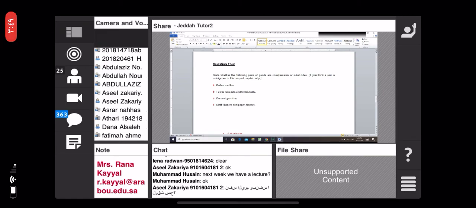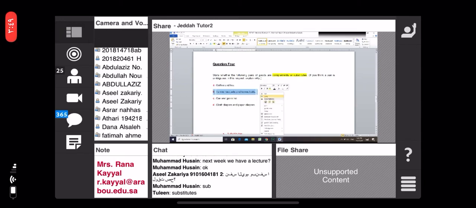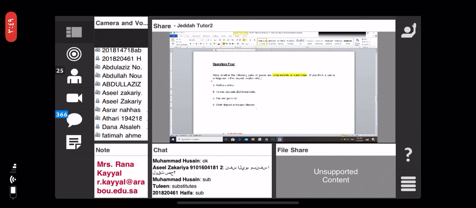So we need to define each one of them. Yes, we will highlight which are the products that are complementary or substitute. Coffee and tea. Are they complementary products or substitute? Okay, both of them give you caffeine. True. Substitute. Tennis rackets and tennis balls. True. You cannot play tennis without the tennis ball, and you cannot even if you have the racket.